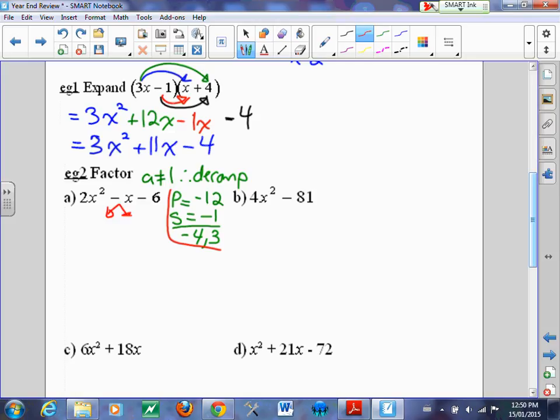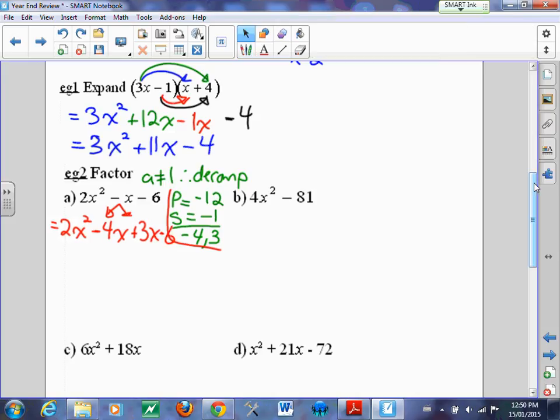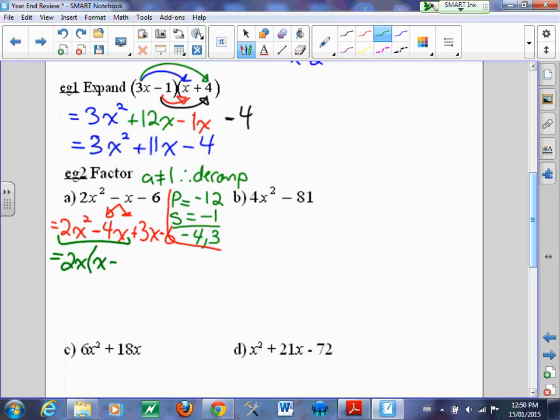Hopefully you remember by seeing those arrows. So we're going to write down equals 2x squared, leave the first term there, minus 4x plus 3x, and then minus 6 is still there. Okay? So now you've got 4 terms. Now we factor by grouping. So what's common in the first 2 terms? You're going to have a 2 and an x. What's left over, folks, is going to be x minus 2. Take a look at the last 2 terms. What's common in there? I see a 3, so a positive 3. So what's going to be left over is an x minus 2.